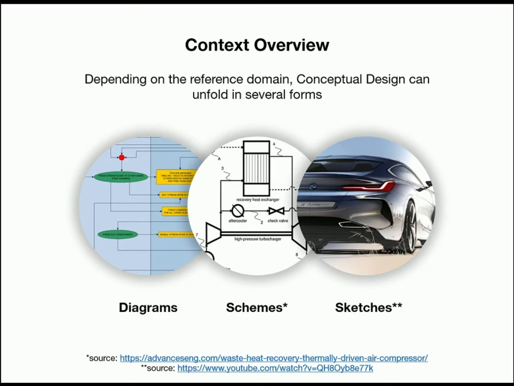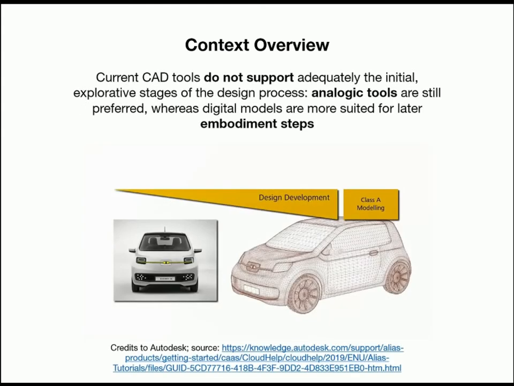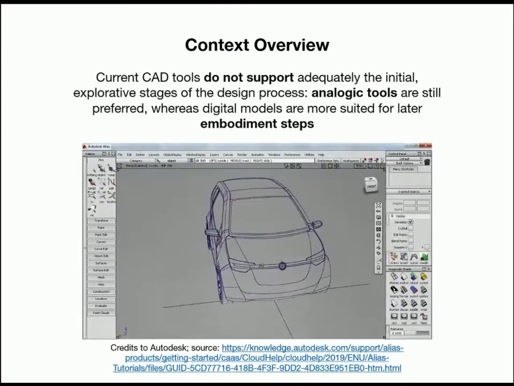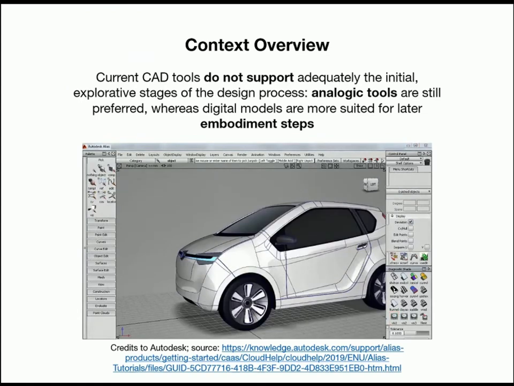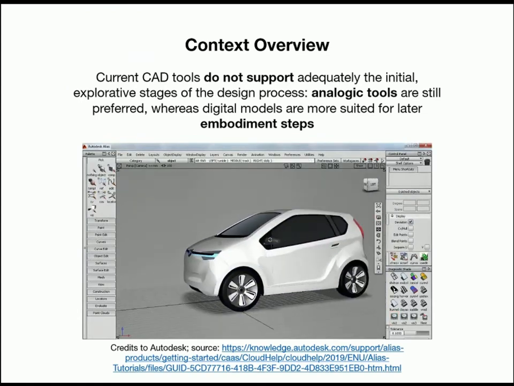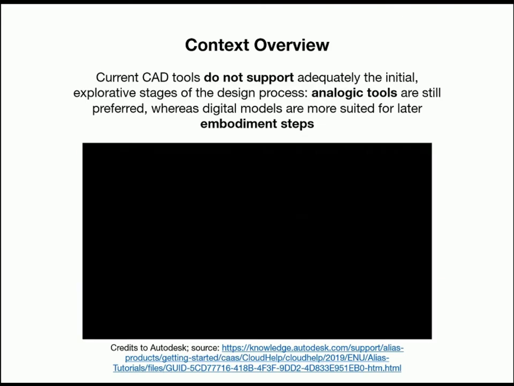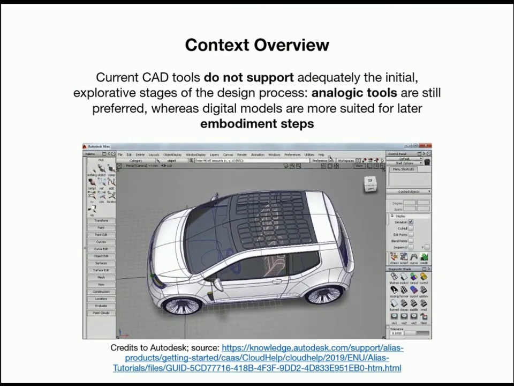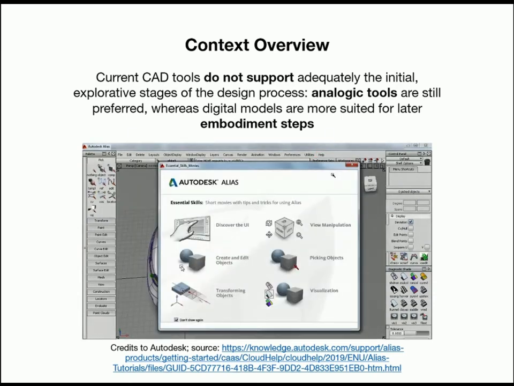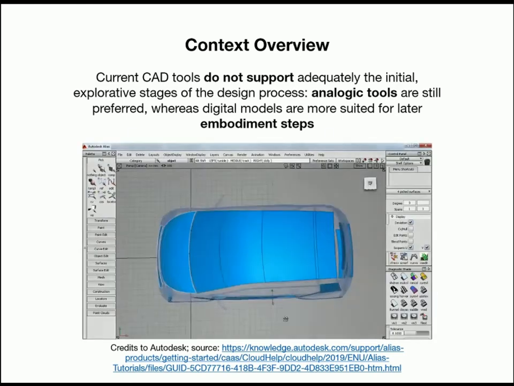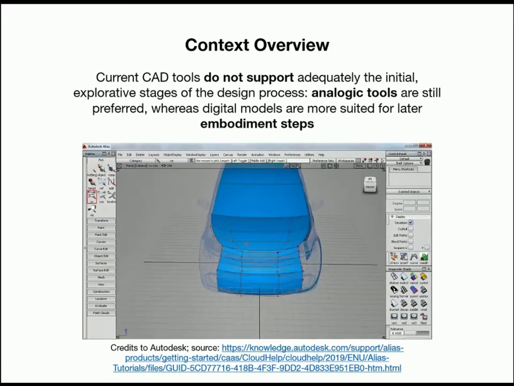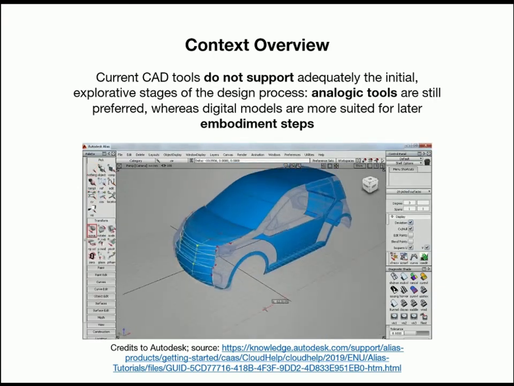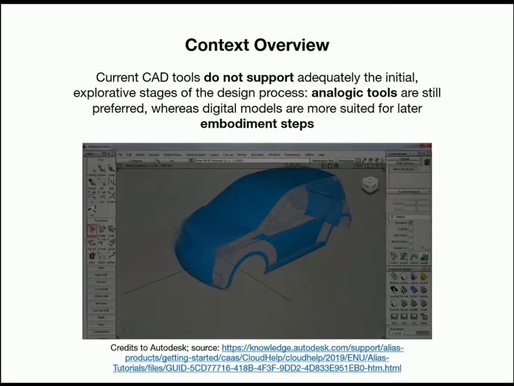The latter subdomain of the three is the one we want to focus on, and with reference to it, we have found that digitalization has proved extremely beneficial for the embodiment and detailed design stages when rigorous representation are needed. But it hasn't developed quite as effectively in relation to the conceptual design stage, where analogic tools are still much preferred. For example, when considering a typical surface modeling environment such as Alias by Autodesk, there's a number of criticalities that the designers have to face.